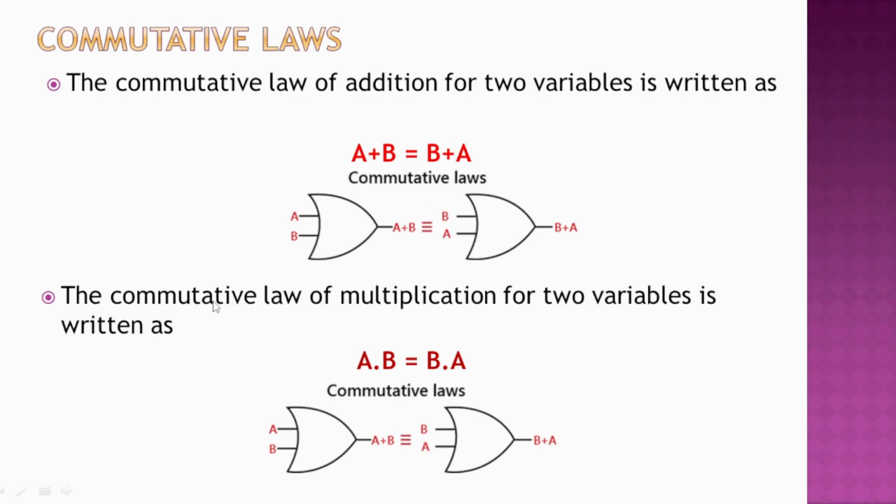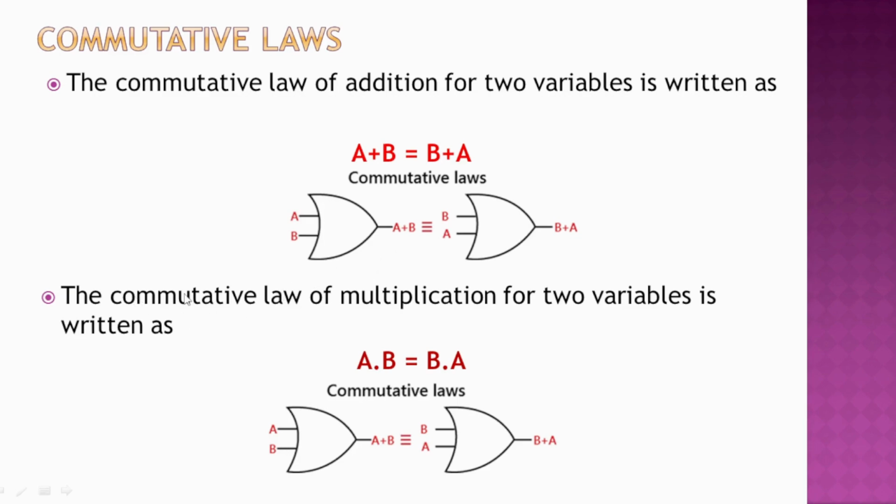This is the logic diagram for the commutative law. In the first law, A and B are given as two inputs. It provides an output of A plus B. This is the OR gate, and it is equivalent to B and A. The first input is given as B and the second input is given as A, and it provides an output of B plus A, which is equal to A plus B.